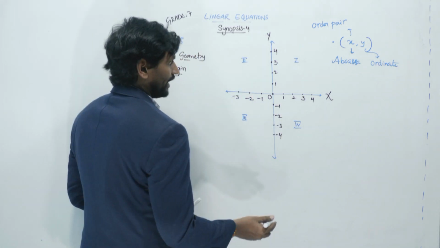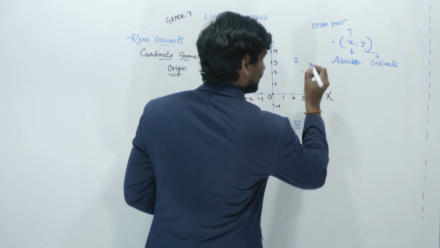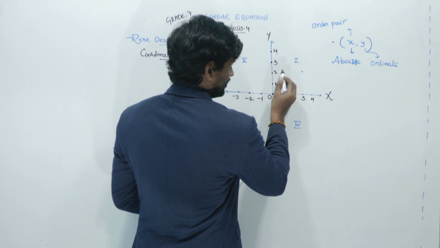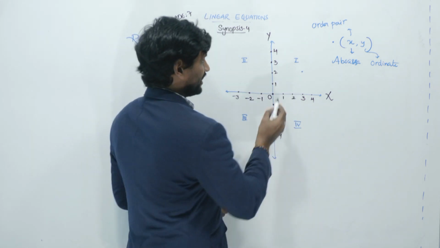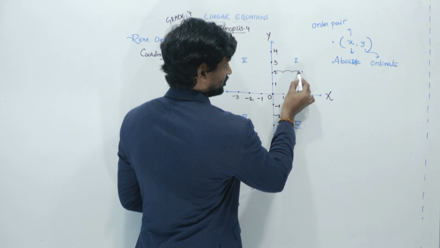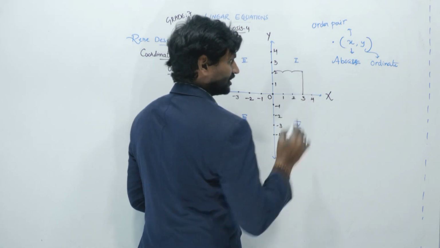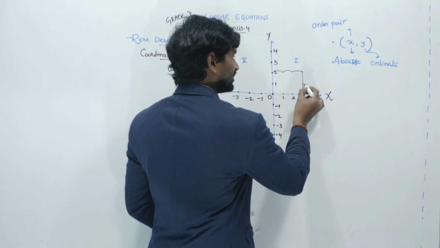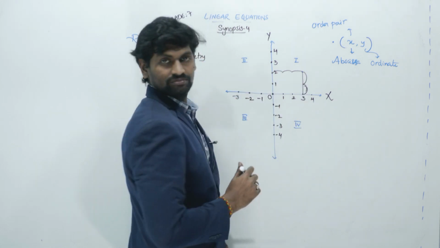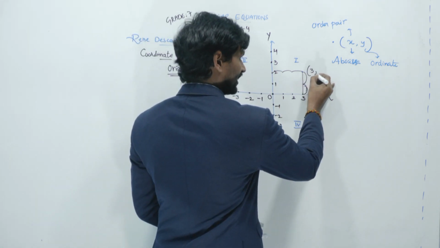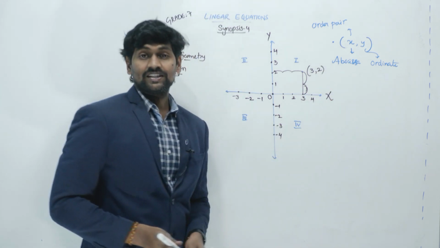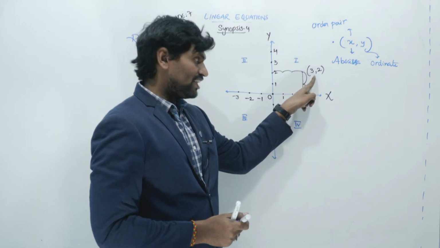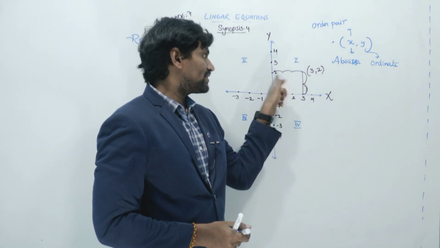Now I am placing a point here. This point is 3 units distance from the y-axis, that means from here to here, 1, 2, 3. It is 3 units from the y-axis and 2 units from the x-axis. Therefore, the position of the point is (3, 2). The 3 is the x value and 2 is the y value.